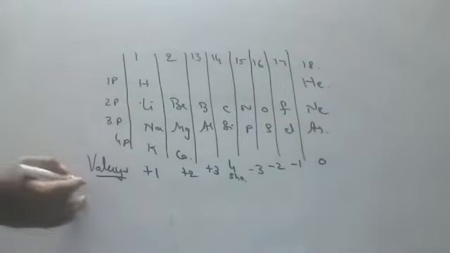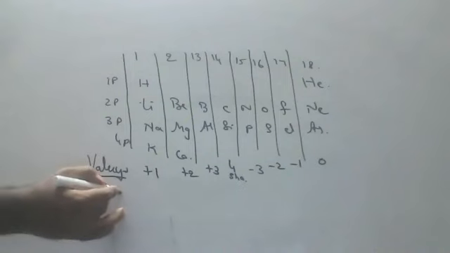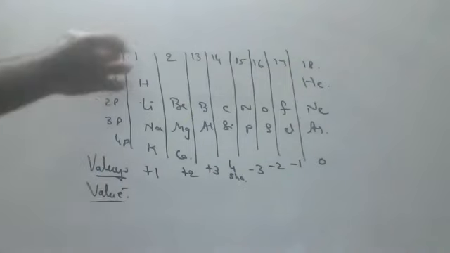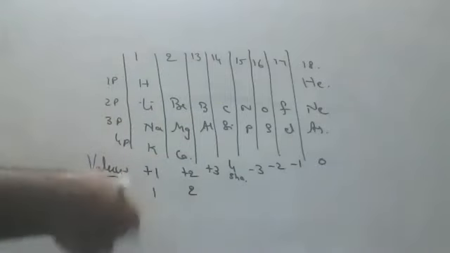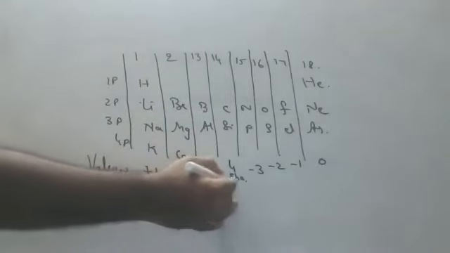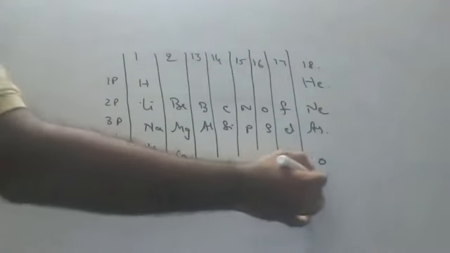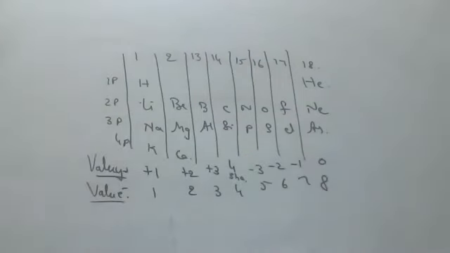This is valency. Now coming to valence electrons. First group elements will have 1 electron. Second group elements will have 2 electrons in their outermost shell. 13th group will have 3, 14 will have 4, then 5, 6, 7, 8. This is valence electrons. Okay, children.